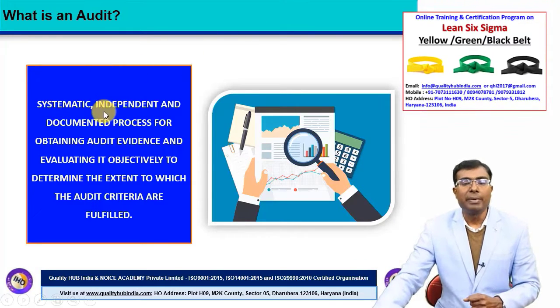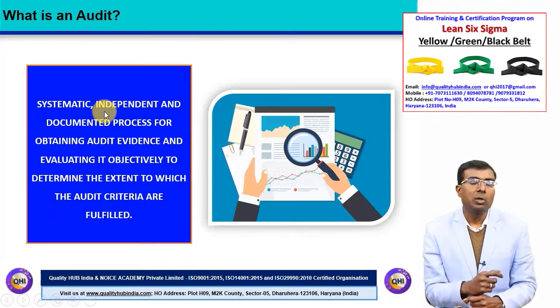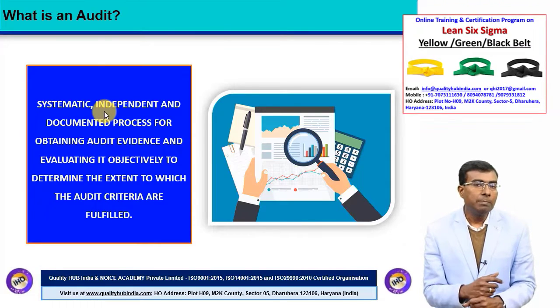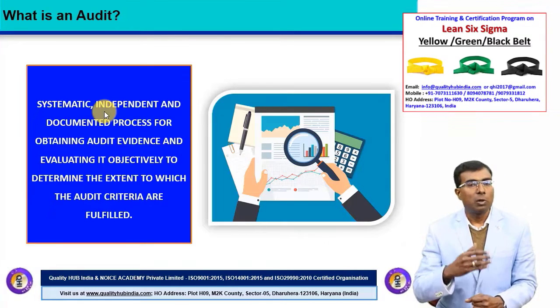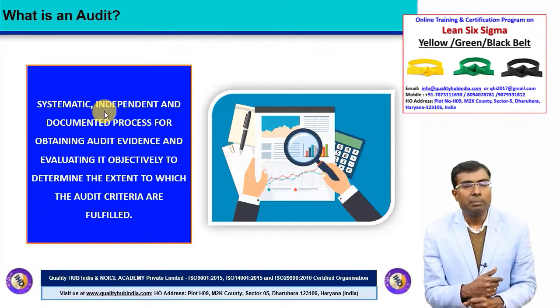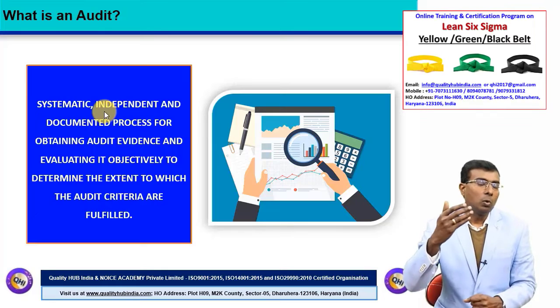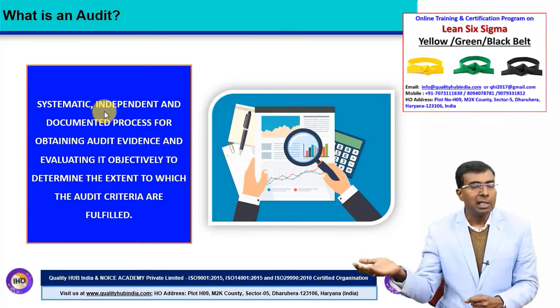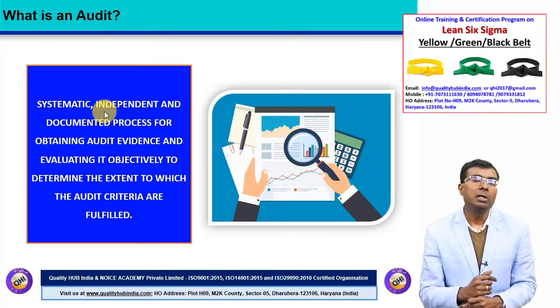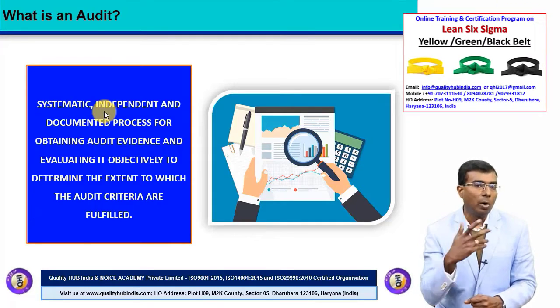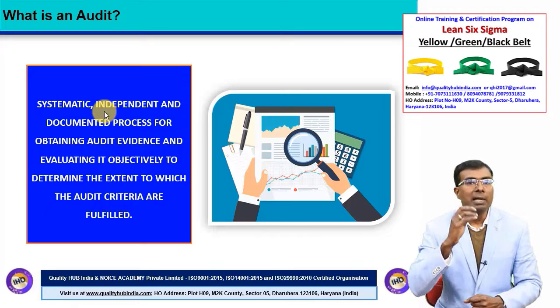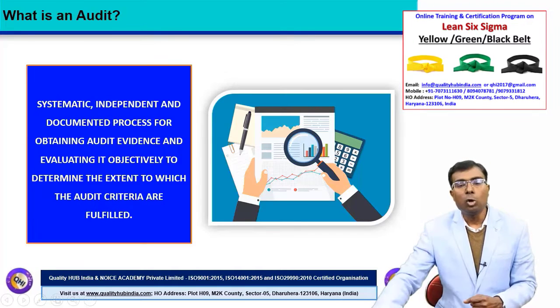And why is this independent? This is called independent because during the audit, the same person cannot audit his own department. For example, you are working in the manufacturing department, so you would not be auditing your own department, but somebody else would come to audit your department. You might be going to some other department for conducting an audit if you are a certified auditor. So that's why it's an independent program and documented process.